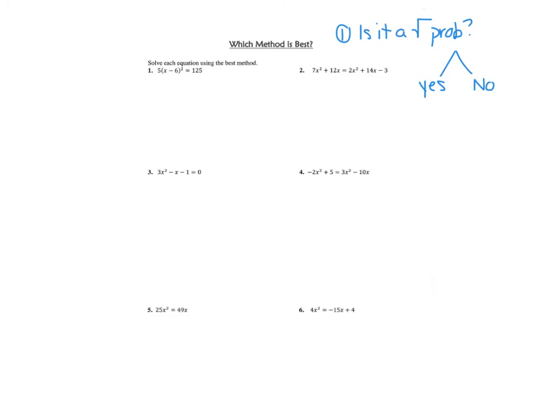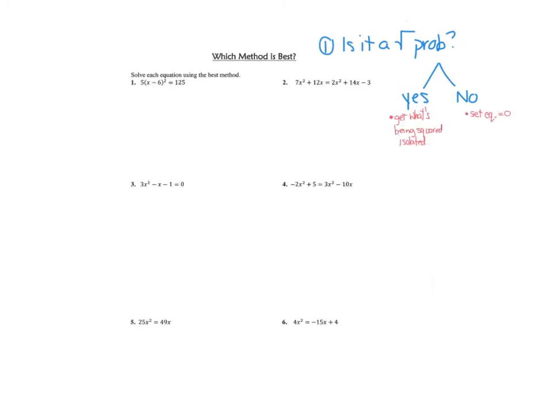And if it is a square root problem, you want to get whatever it is that's being squared isolated on one side of the equal sign. The rest of the numbers should be on the other side. If it is not a square root problem, you want to get the equation equal to 0. All right, so if you determine that you're going to use a square root, then what you need to do is get whatever it is that's being squared, either the variable by itself or the set of parentheses, the binomial that's being squared, isolated on one side of the equation.